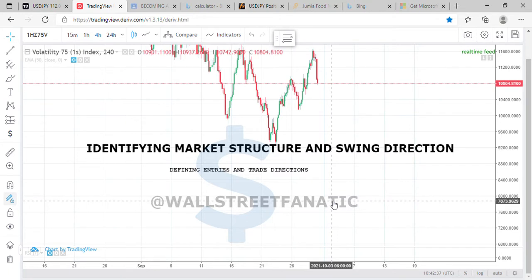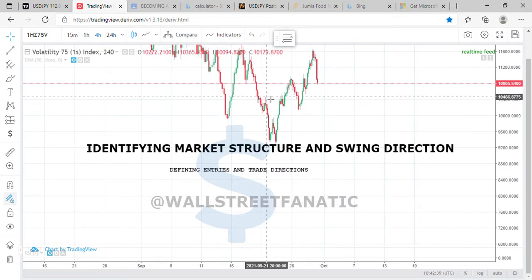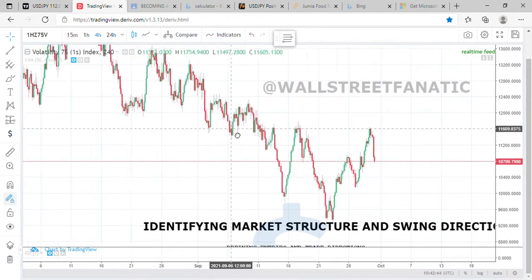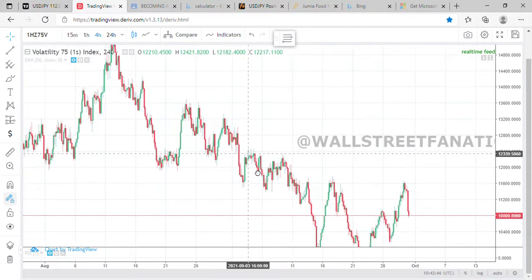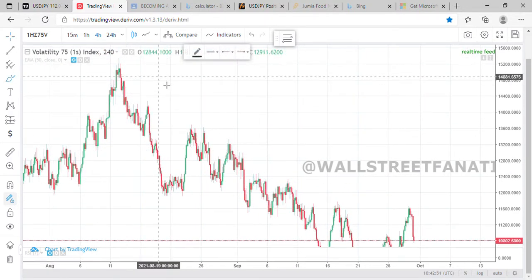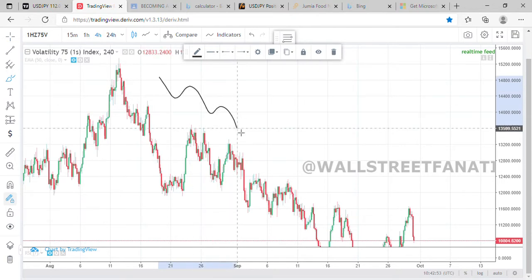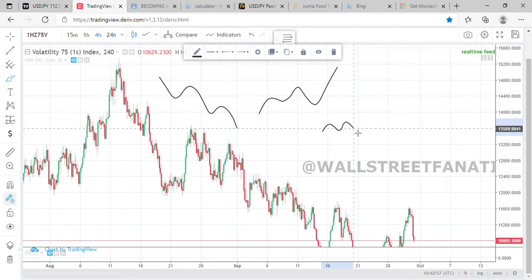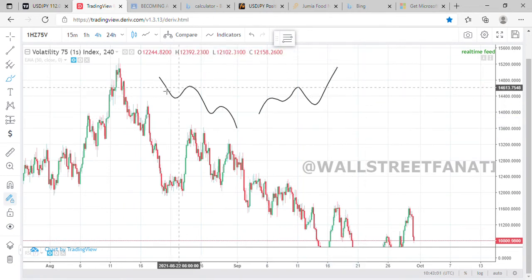Now, what is market structure? Anytime we talk about market structure, we are simply talking about how the market is trading, if it is trending to any direction or if it is consolidating. All of these are market structure. Now we have three basic market structures.